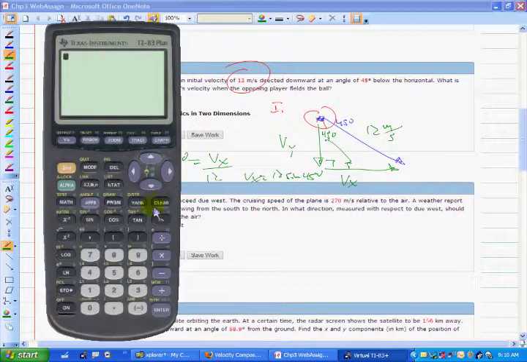If I take 12 times the sine of 45, some of you guys have that memorized. You guys know what the sine of 45 is? It's like 0.7 something, right? 0.707, whatever. It's like 8.485. Let's keep a couple sig figs. So 8.49 meters per second.